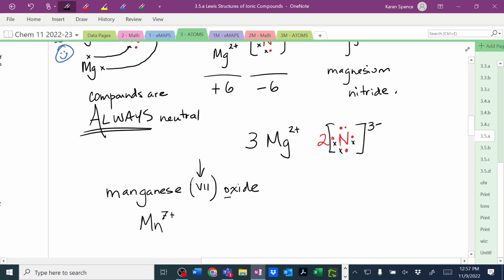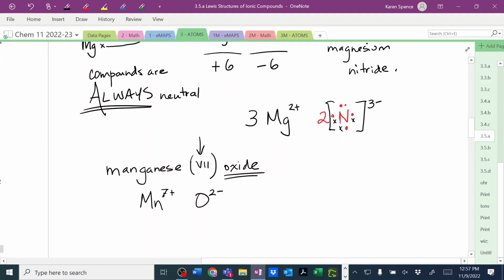And what's the charge of oxide? You should be able to tell oxide from looking at your periodic table. -2. How did you know it was -2? Because it's in that group. It is in group 16, so it has 6 valence electrons, so it wants to gain 2 electrons, so its charge is -2. How could you make this compound neutral?